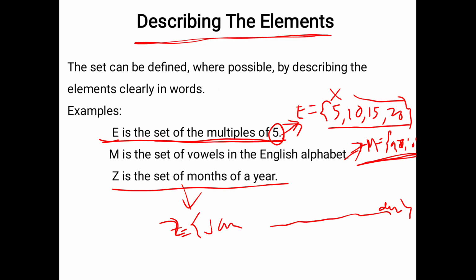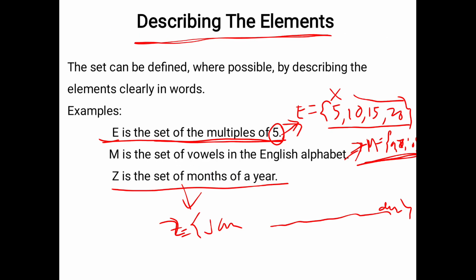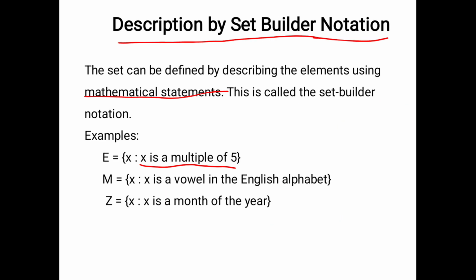So again, in describing a set, there are 3 ways. First, we have listing the elements, which is usually the one used. And the next is describing the elements based on the given set. And then lastly is description by set builder notation.